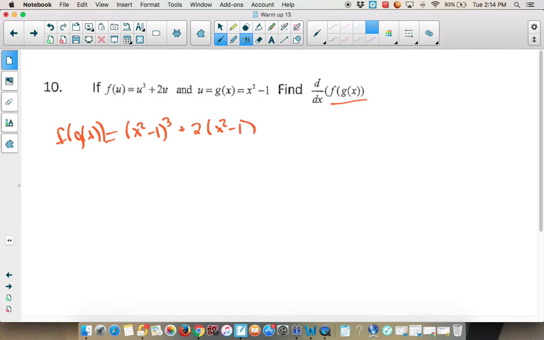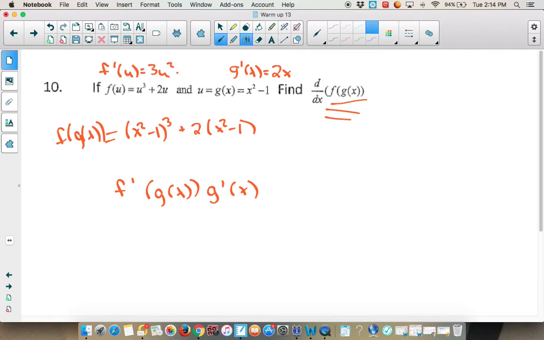Okay, but it wants me to take the derivative. Well, the derivative of that function is going to be f prime of g of x times the derivative of the inside, which is g prime of x. Well, I can just go ahead and find g prime of x. That's going to be 2x. And f prime of u is going to be 3u squared plus 2.